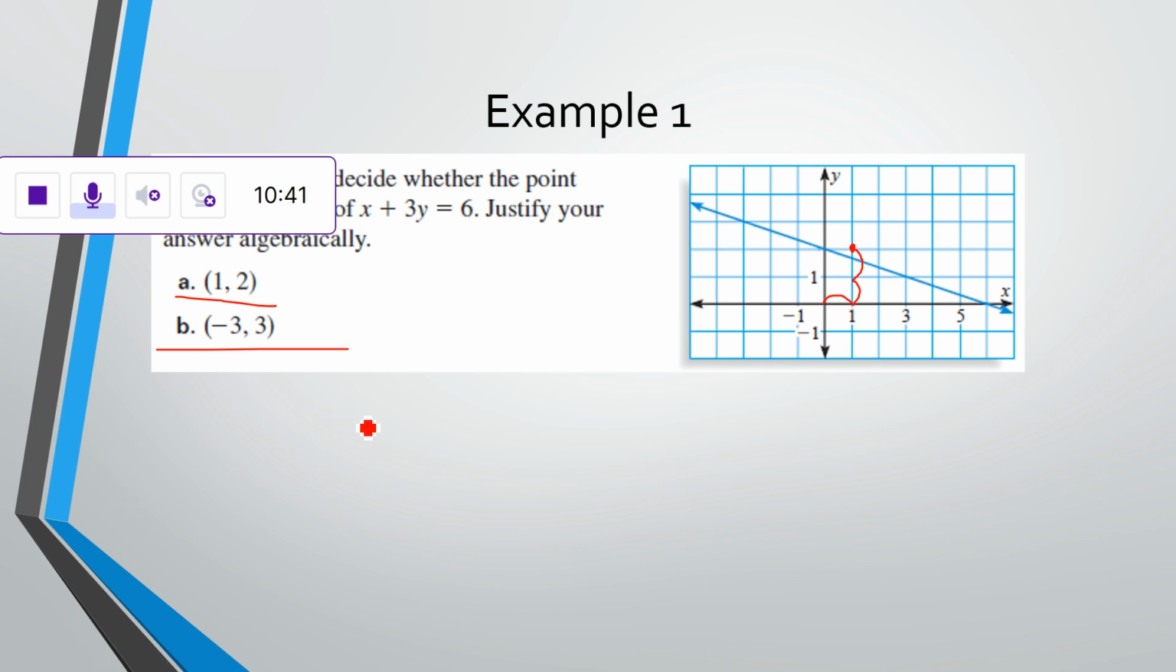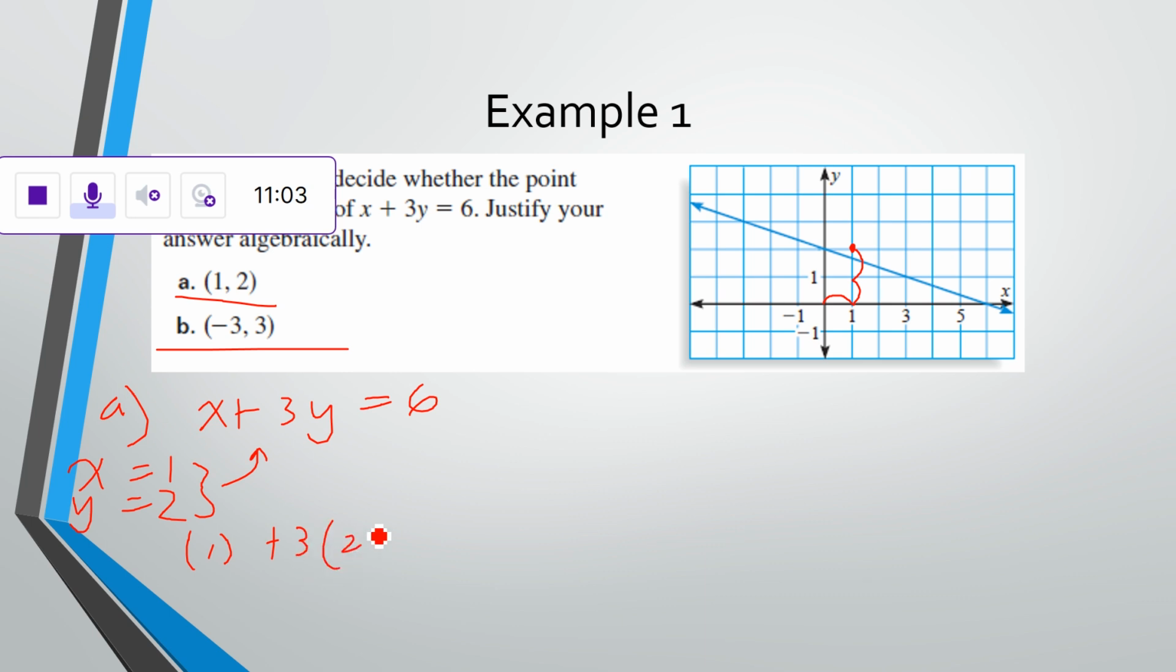And how do we justify our answer algebraically? All we're going to do is just take this same equation, x plus 3y is equal to 6, and we'll go ahead and plug in (1, 2) in it, when x is equal to 1 and y is equal to 2. We'll go ahead and plug these two values into what we have up here. Doing so, we get something like 1 plus 3 times 2.